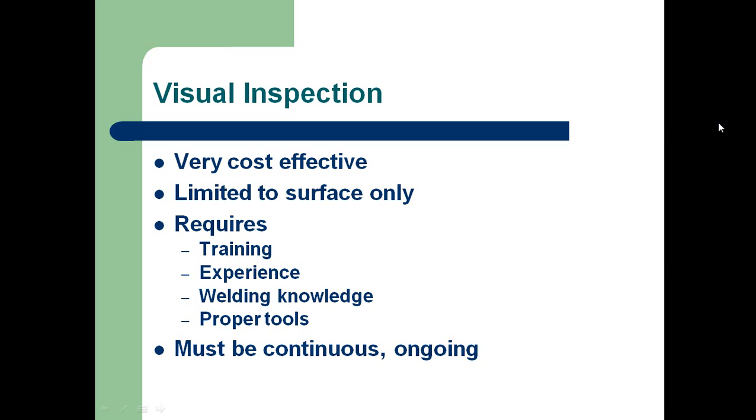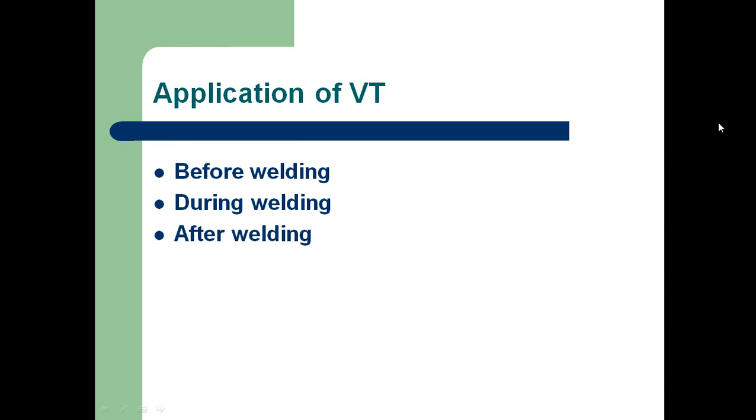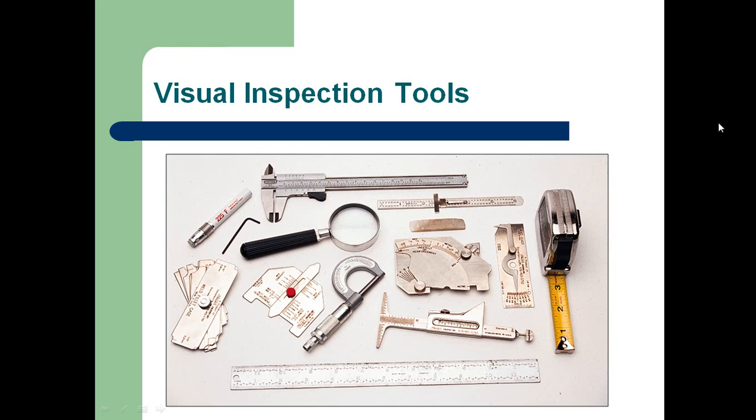We start now the inspection process itself. First of all, the visual inspection. Why do you make visual inspection? For these reasons. The application of visual testing is before welding, during welding, and after welding. We have here the visual inspection tools. These are all the tools required for the visual inspection.